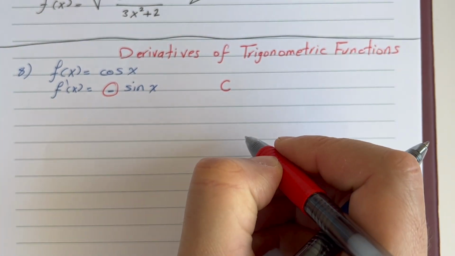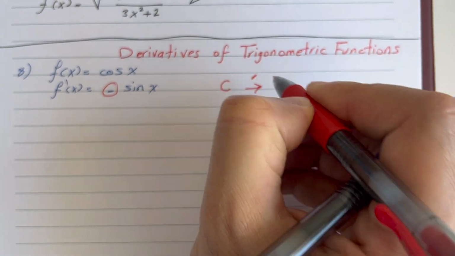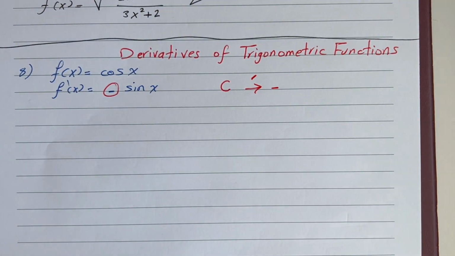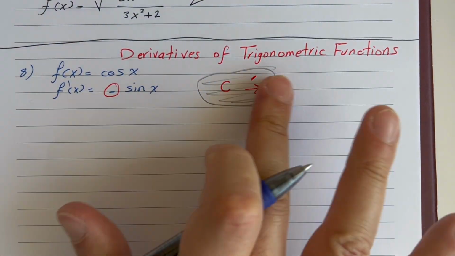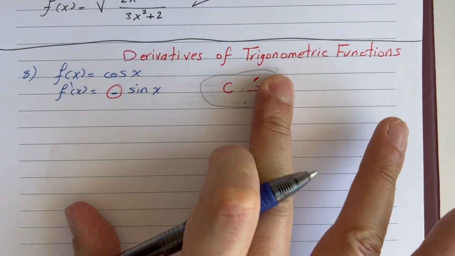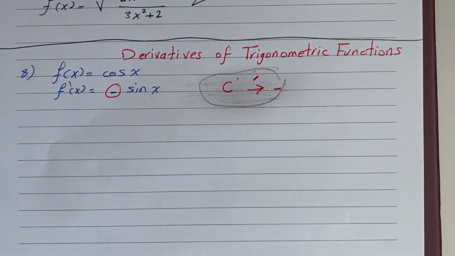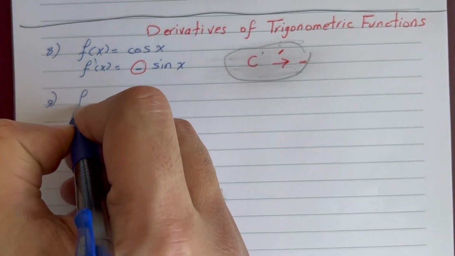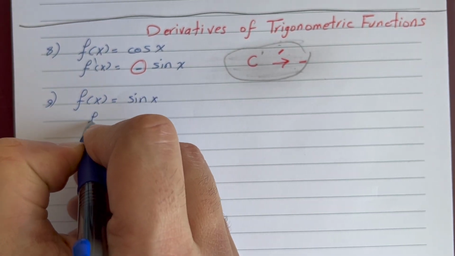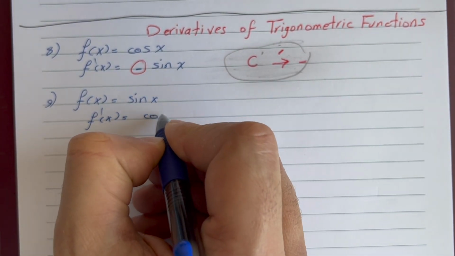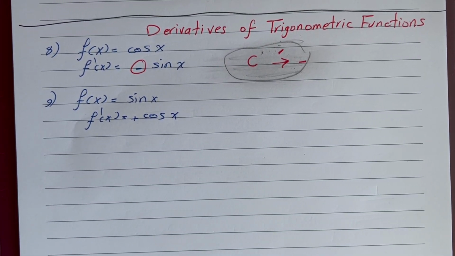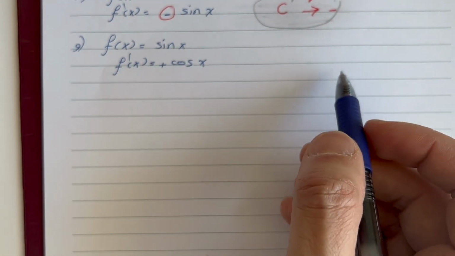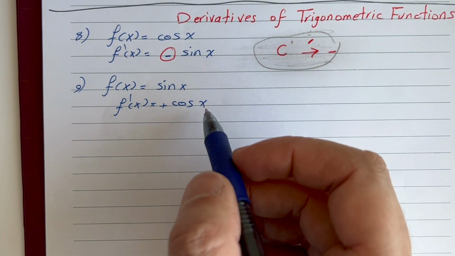So cosine starts with a C letter, so the derivative will be negative. Just remember that, please. Okay? Rule number 9. What is the derivative of sine x? The rule says switch sine to cosine x and keep it positive. You don't need to add minus. So cosine will be negative sine, sine will be cosine.